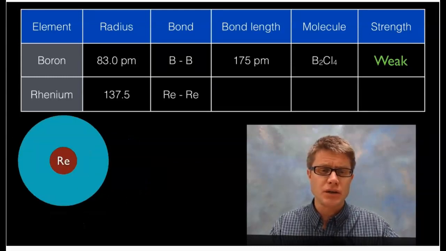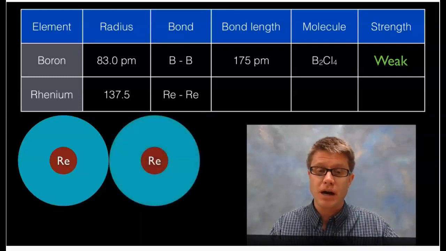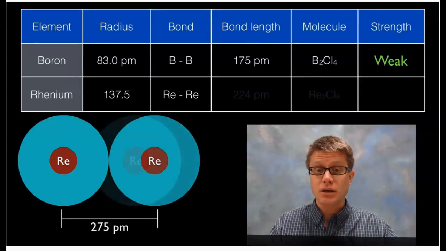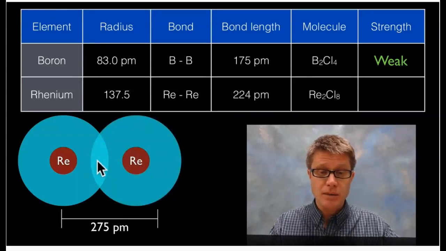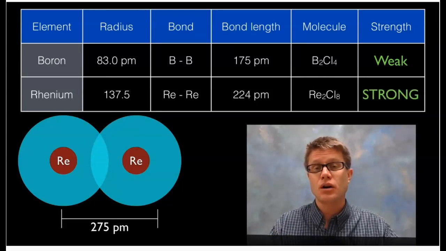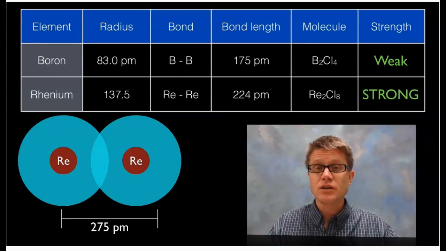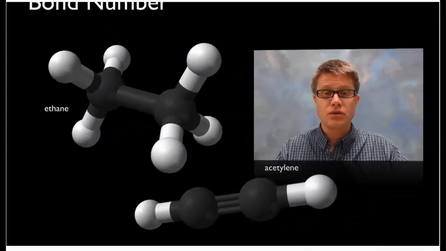Now, if we were to use another example, let's say we're looking at rhenium, which has a radius of 137.5. If we had two rhenium atoms, we would expect that that bond length is going to be 275 picometers. If we actually measure it in a molecule like this, and it's less than that, that means that they're really overlapping. There's greater charges holding it together, and so we would call that a strong bond. Again, the higher your bond energy is, the closer those atoms are going to be, and the shorter that bond length is going to be.